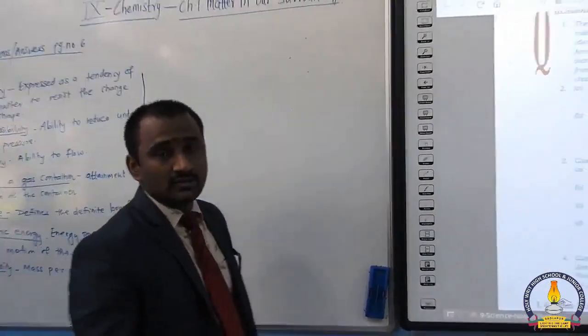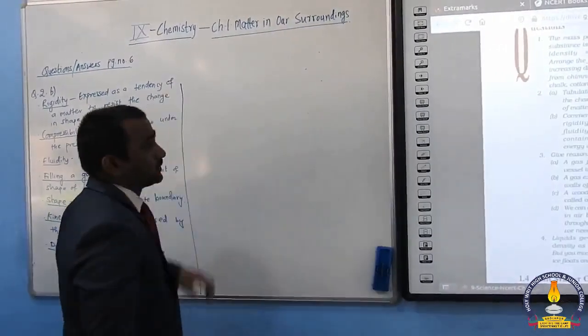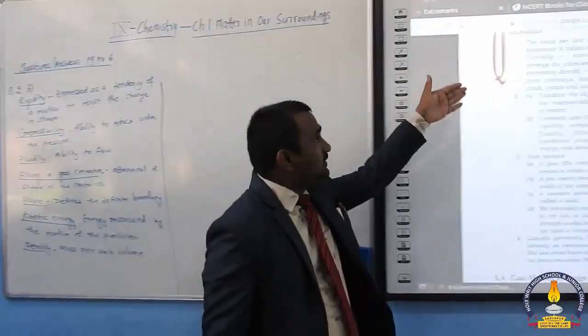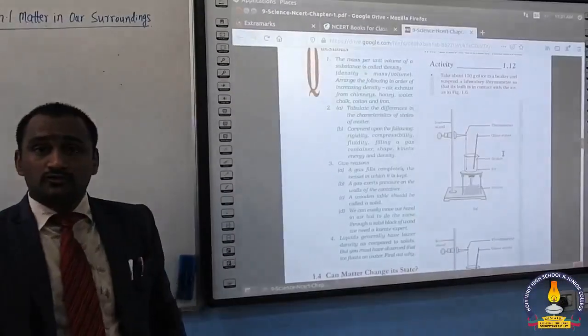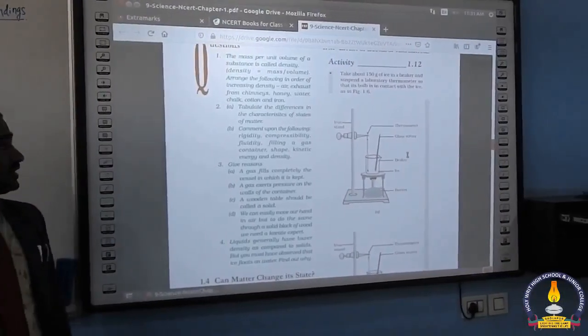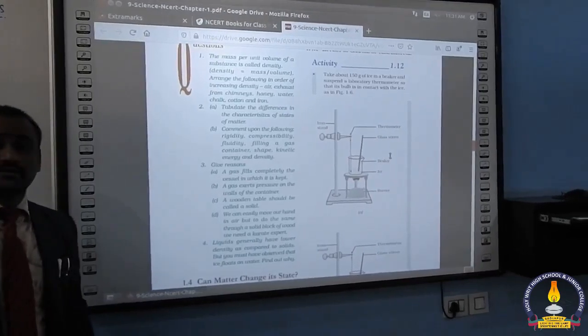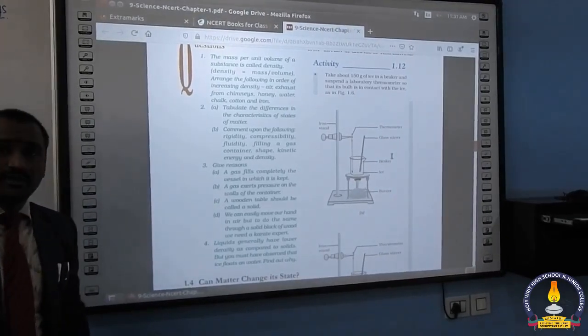In the last lecture, we were solving the question answers from page number 6. The question answers are given here. The first question was related to density. The second question, we have done part A of the second question: tabulate the differences in the characteristics of states of matter.